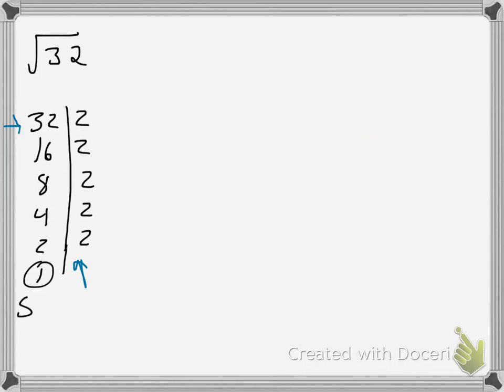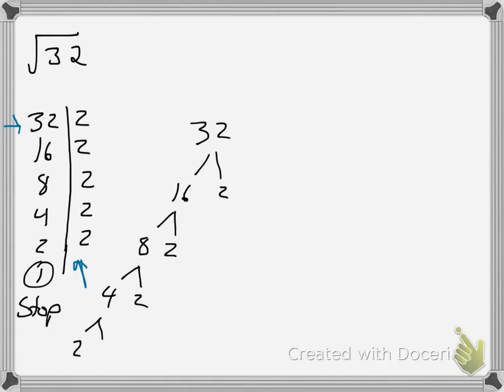So let's see, we divide 32 by 2 and we get 16. 16 divided by 2 we get 8. 8 divided by 2 is 4. 4 divided by 2 is 2. 2 divided by 2 is 1. Once we get to 1, that's where we'll say stop, and that's our prime factorization. I'm going to go ahead and draw in the factor tree, and you can see that we should get the same thing.